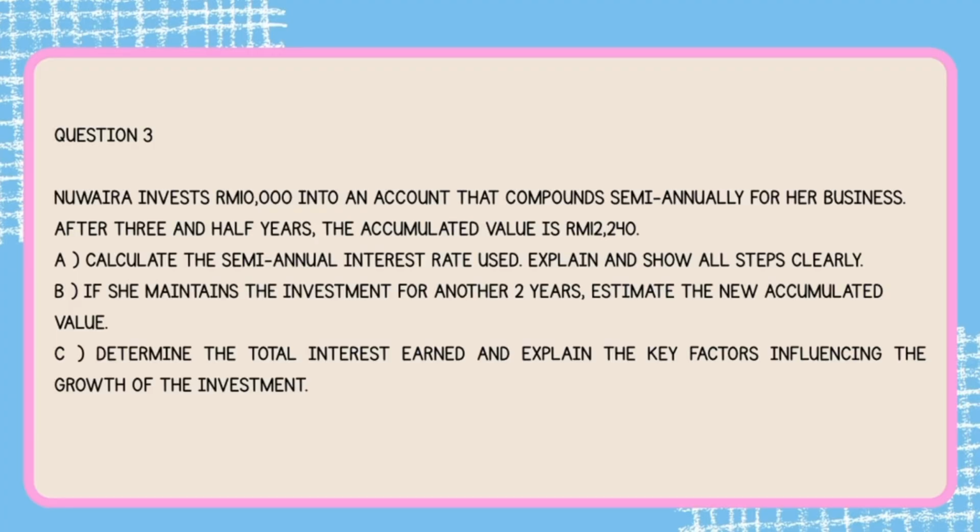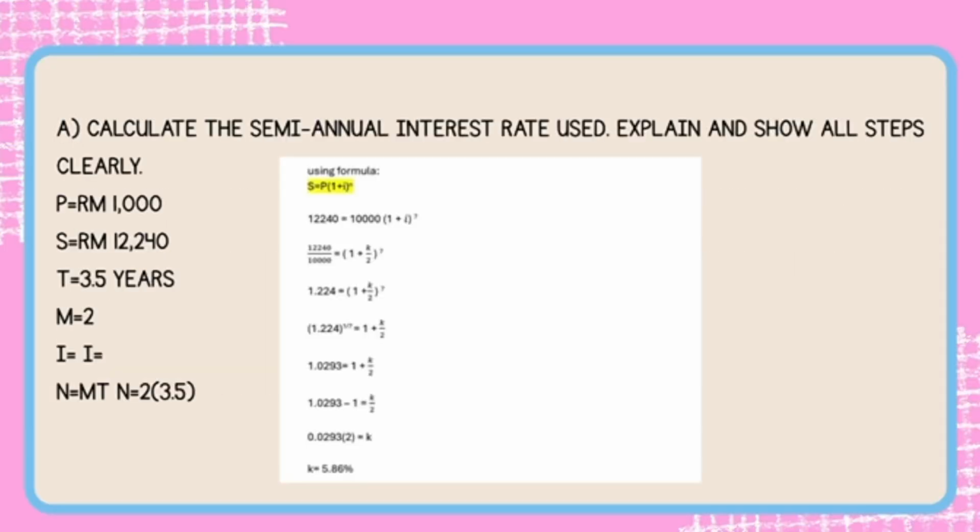Hi, so I will continue question 3, so you guys can read by yourself. For question 3, we're using the formula S equals P, bracket 1 plus i, power of n. So we substitute all the values, so we get 12,240 equals 10,000, 1 plus i power of n. So we divide both sides, so we get 1.224 equals 1 plus k over 2 power of 7. So we take the 7th root, and then we get 1.0293. And then we minus 1, and then we times by 2.